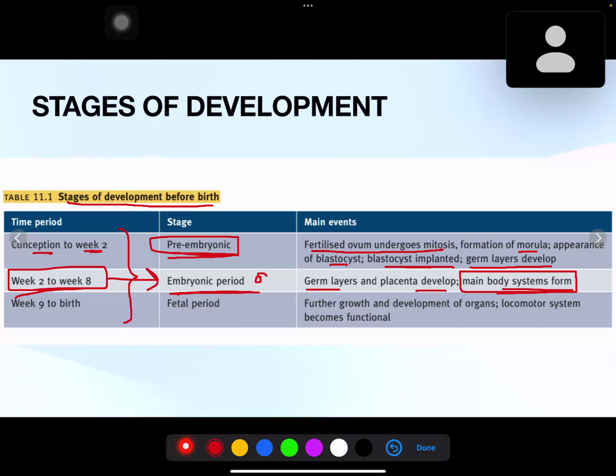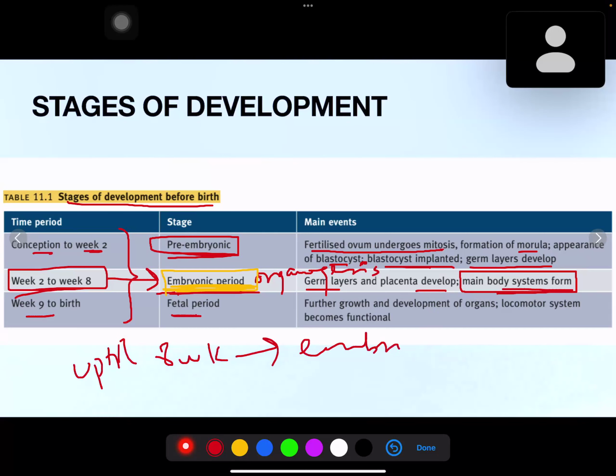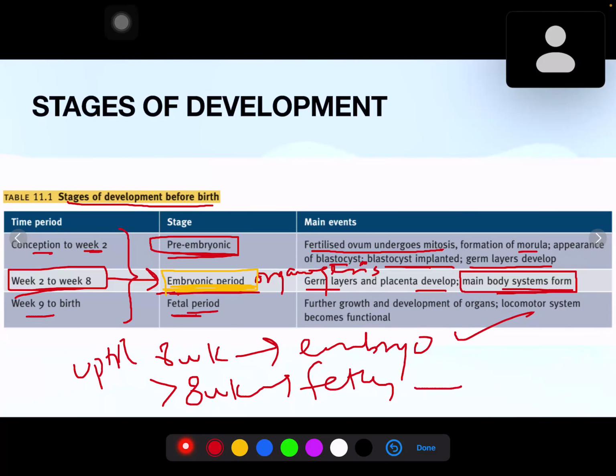And this is the period of organogenesis, because all the organs and main body systems have to be formed during this embryonic period. So it is a very, very important period. Now, from week 9 to birth, it is the fetal period. Up till 8 weeks it is called an embryo, and after 8 weeks we call it a fetus. So the embryonic period is up till 8 weeks, and after 8 weeks is the fetal period.